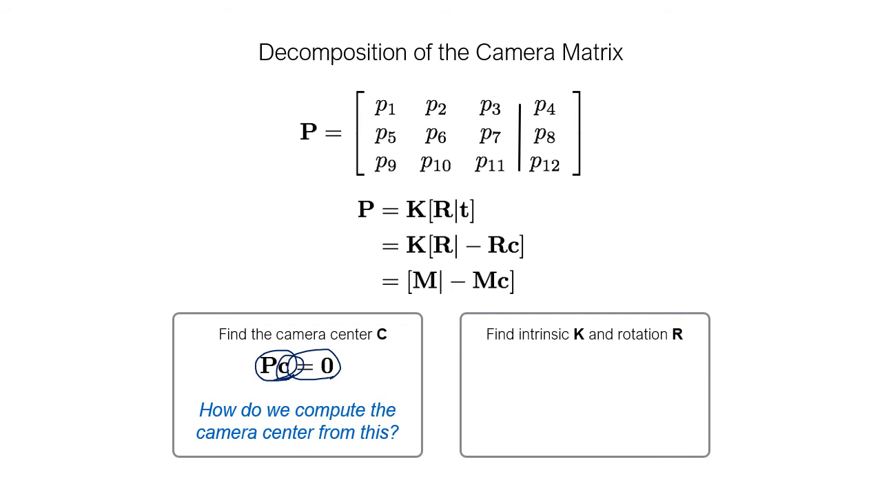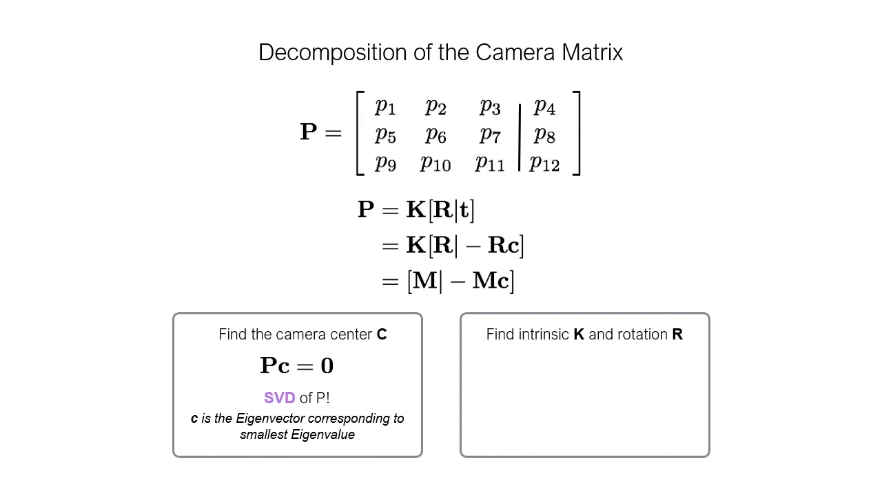Then how do we compute the camera center from this PC equal to 0? We can use SVD. So similarly, this C is the eigenvector corresponding to the smallest eigenvalue. Now we can have C, the camera center.